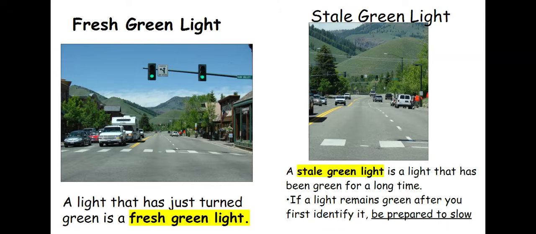The stale green light is one that's been on for a long time, and generally that's the one you're going to see for the first time from a block ahead or after making a turn. Once you've identified it, you are going to need to be prepared to slow down, because again, you're going to learn how to react and respond and know if you're at the point of no return location.